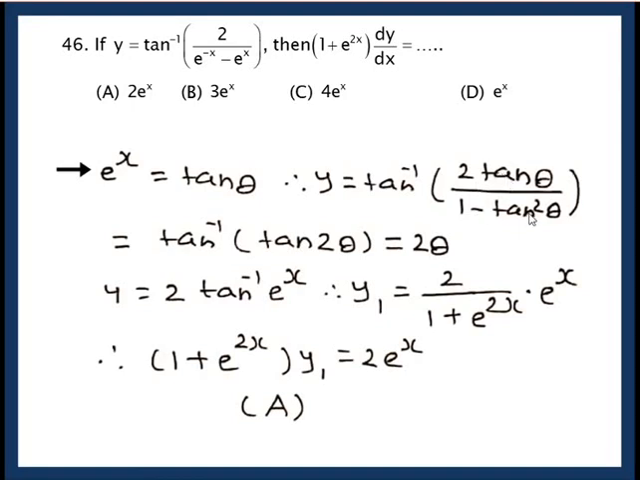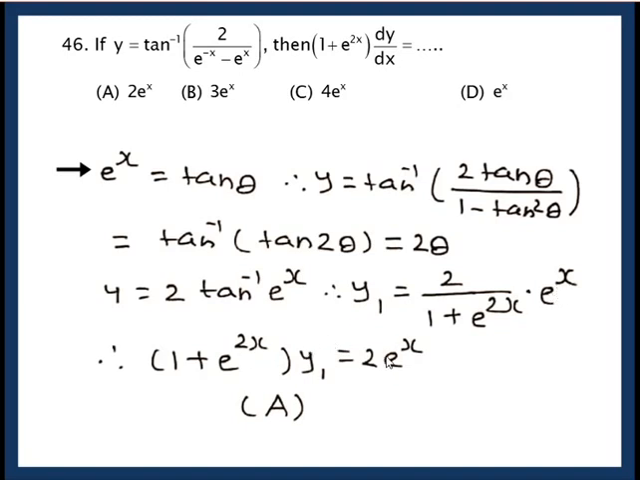2 tan theta upon 1 minus tan square theta is tan 2 theta. Tan inverse of tan 2 theta is 2 theta. But what is theta? Theta is tan inverse e raised to x. What is the derivative of tan inverse e raised to x? 1 upon 1 plus square of e raised to x, which is e raised to 2x, into the derivative of e raised to x by chain rule, which is e raised to x.